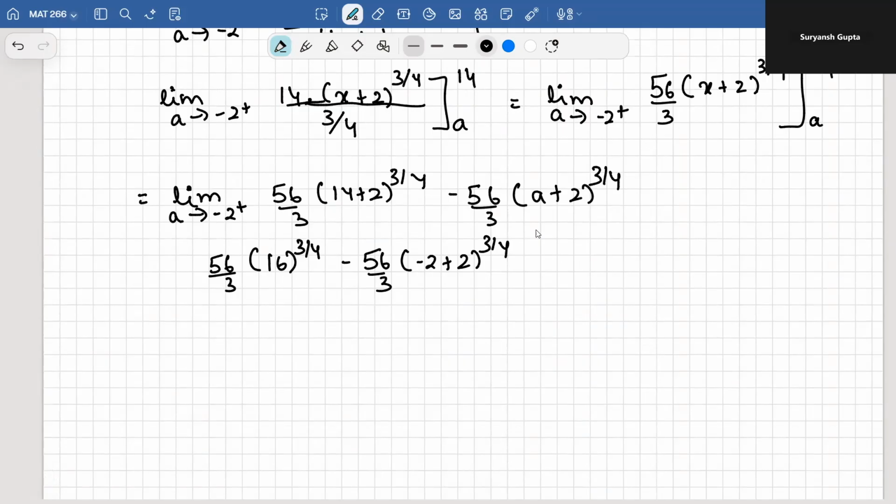Negative 2 plus 2 is equal to 0, so the term on the right becomes 0. So in the end, I'm left with 56 over 3 times 16 to the power 3 by 4. And I can simplify this further.